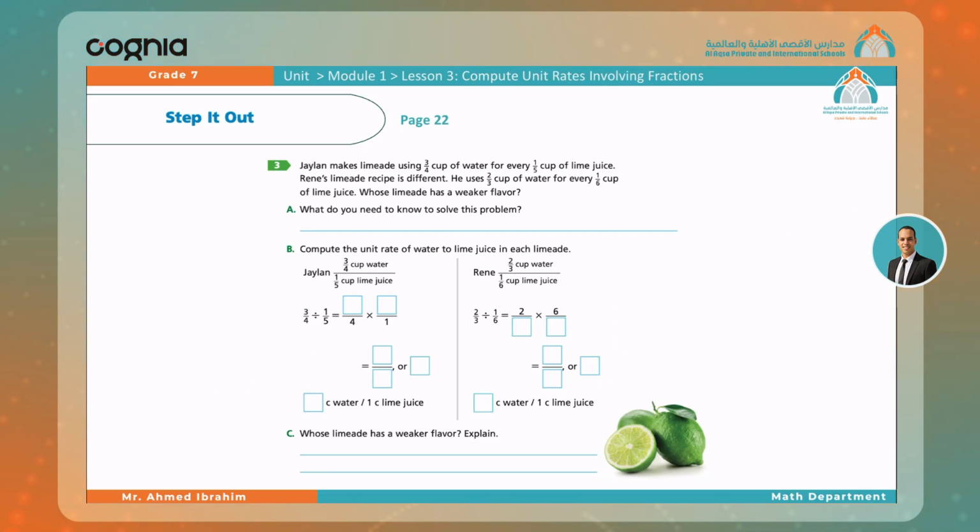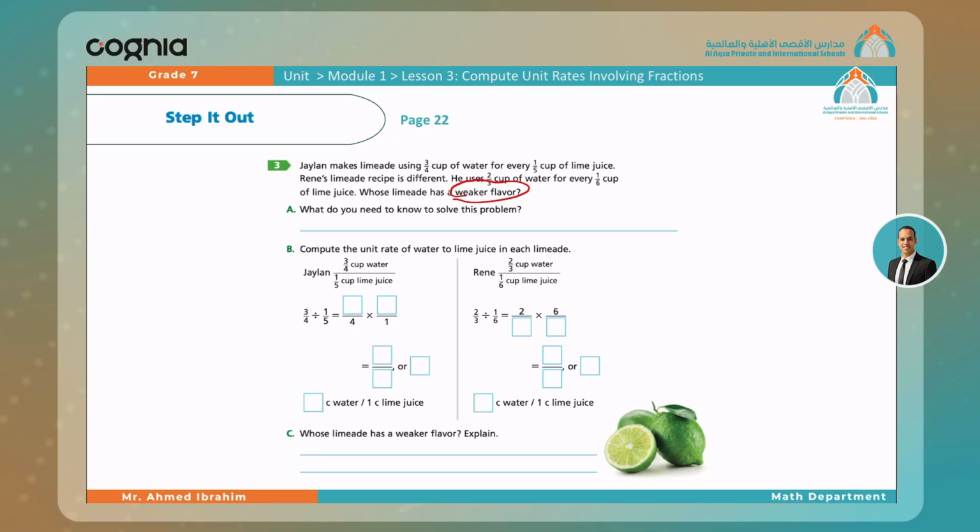Question 3. Step it up. Jelly makes limeade using 3/4 cup of water for every 1/5 cup of lime juice. Rene's limeade recipe is different. He uses 2/3 cup of water for every 1/6 cup of lime juice. Whose limeade has a weaker flavor? And we mean, guys, by a weaker flavor, it has much water to lime juice. So the flavor is weak if it has a lot of water. If you put a lot of water to the juice, the taste is weaker.